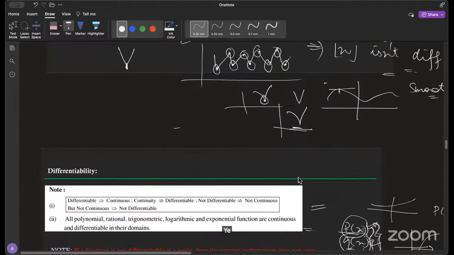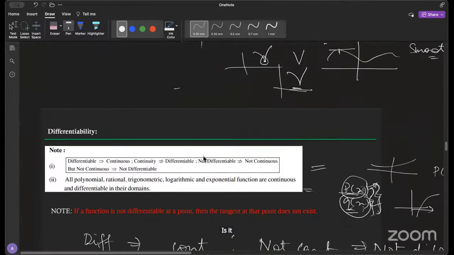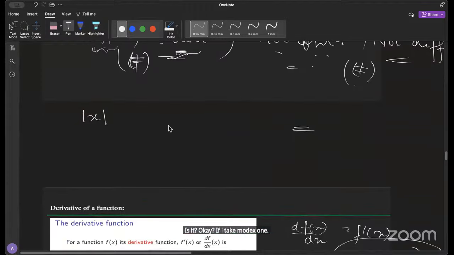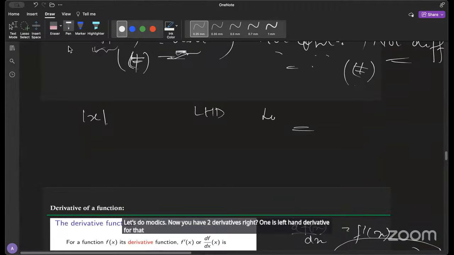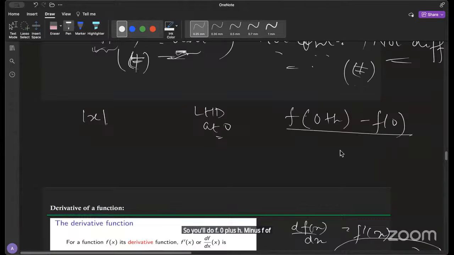Yeah, we can do an example on that. Let's just do this one. Is it okay if I take mod x? Let's do mod x. Now you have two derivatives, right? One is left hand derivative. For that, what you do is f, and at 0 you're trying the derivative at 0. So you'll do f(0+h) minus f(0) by h.